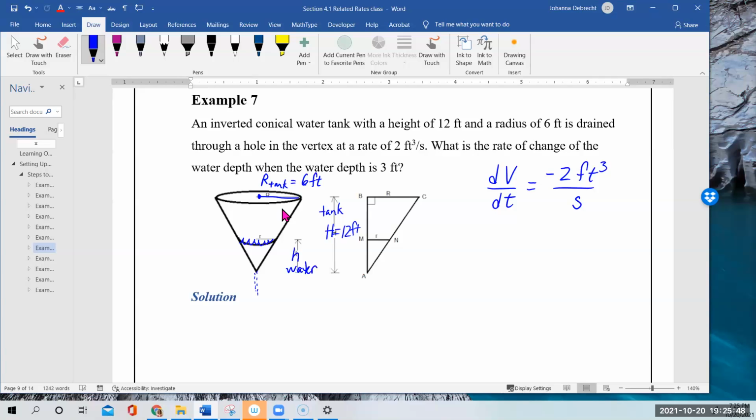This lowercase h will change. As water comes out, the water level will drop inside the tank. It will not stay the same. Find the rate of change of the water depth, dH/dt, which I'm expecting to be negative because I expect it to drop, when the water depth is 3 feet, when the height is equal to 3 feet.